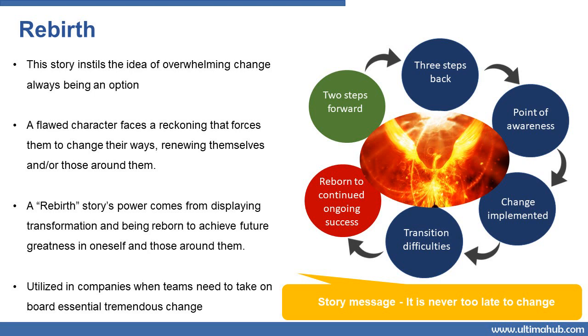Of course there's going to be transition difficulties. However, when those are overcome, you'll be reborn to continued and ongoing success. So your story, when you tell it, has to have each of these 6 elements in there. Talking about going 2 steps forward, 2 steps back, continuing to make mistakes and never progress, but then becoming aware at some point and thinking, oh my gosh, I have to make this change and I'm going to make it now. But then it was difficult.